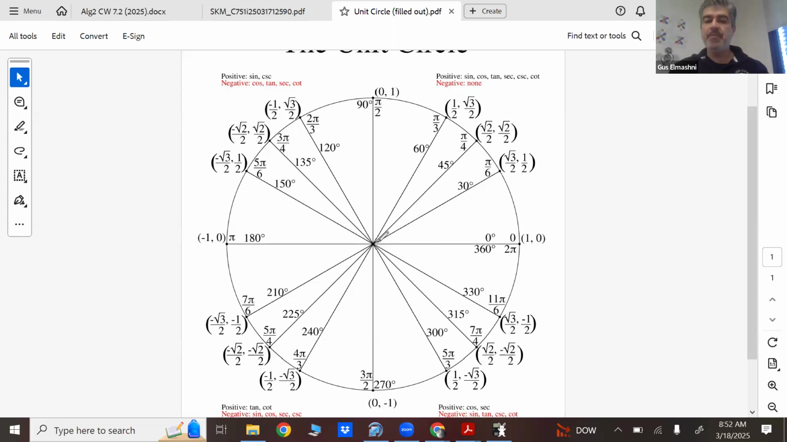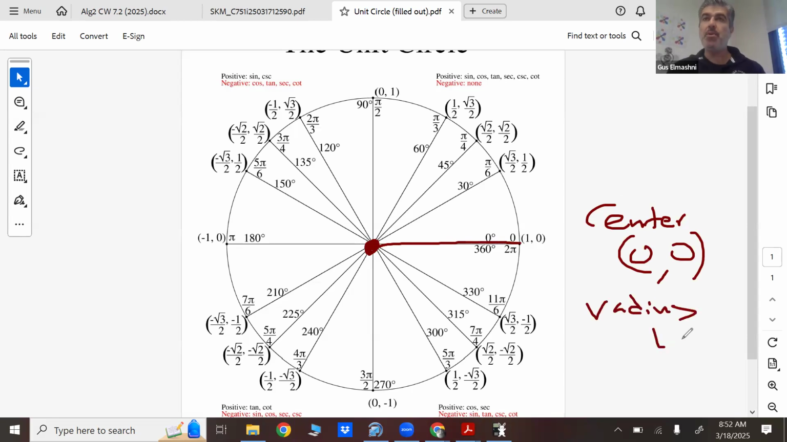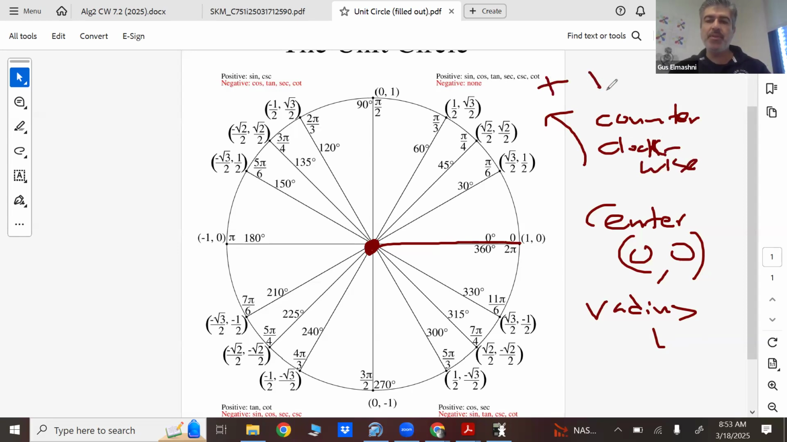First of all, where's your center? What coordinates are the center? 0, 0, the origin. How long is the radius? 1. Perfect. That's why it's called a unit circle. It's the most basic circle you can make: a center of 0, 0 and radius 1. I'll provide this for you guys probably tomorrow. When you go counterclockwise, that's considered the positive direction.